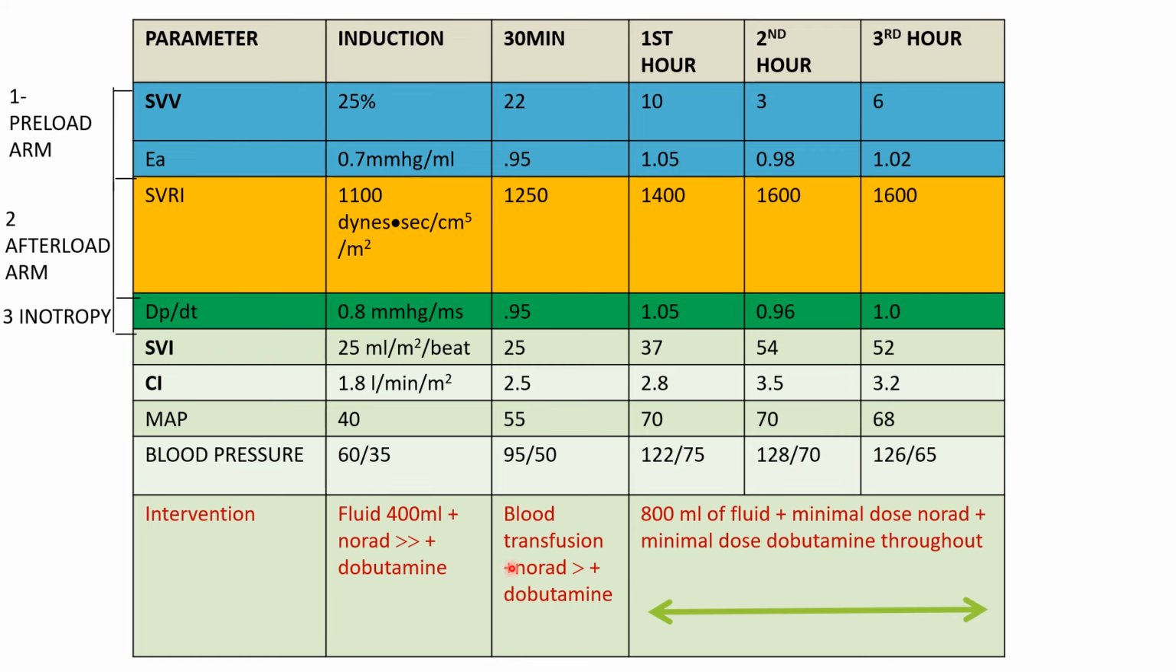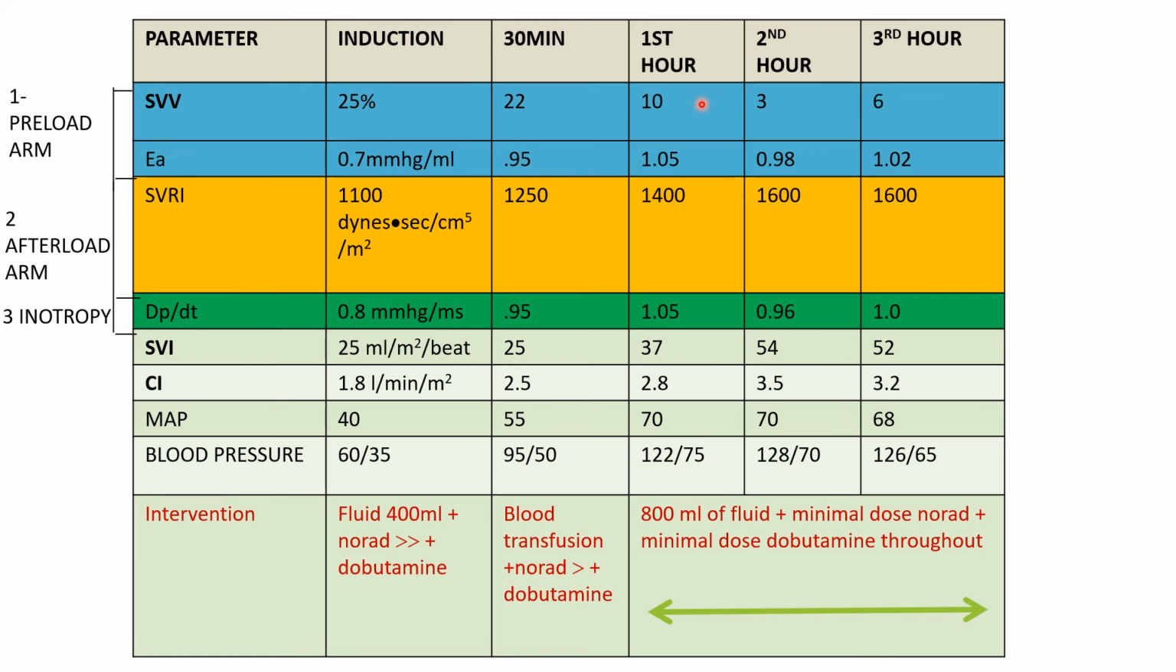So what we did here was we gave him a blood transfusion. We kept noradrenaline at a higher dose and dobutamine. And eventually you can see the blood pressure also rising, but still the mean arterial pressure was less, that is 55. That is, the organ perfusion is still low. Now 1 hour into the surgery, my stroke volume variation is 10.